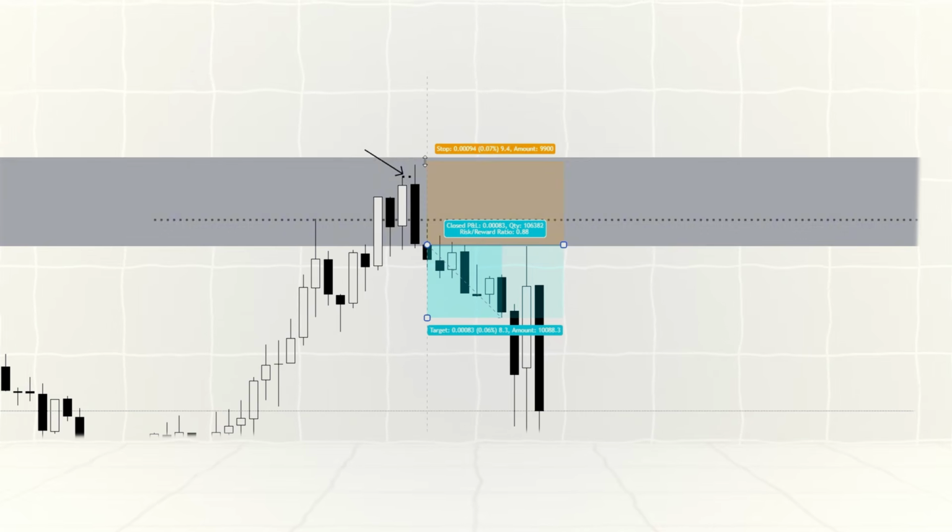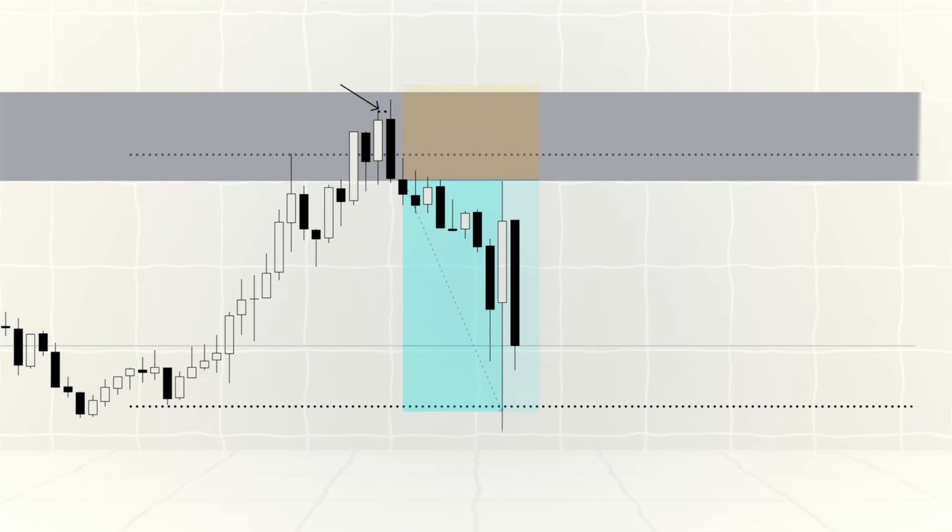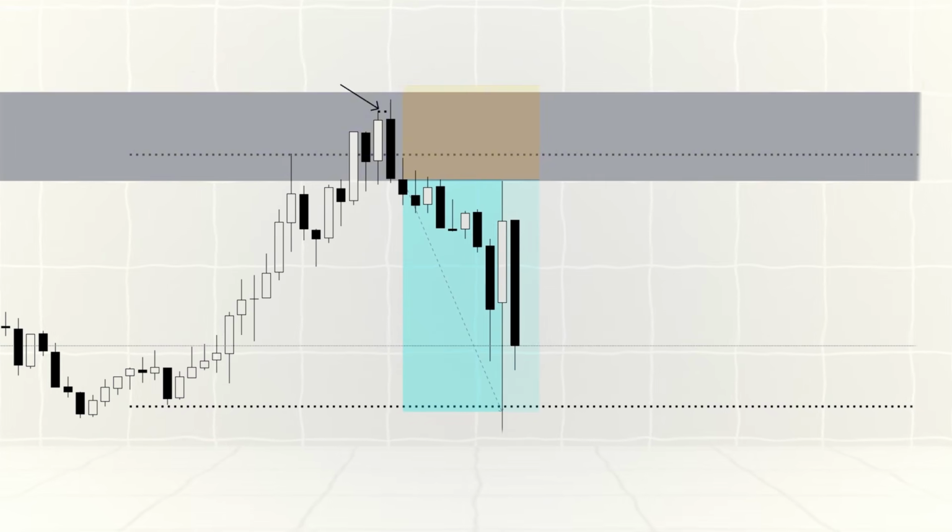The stop loss can be placed above the higher time frame supply zone, while the take profit is set below the candle range low, since price initially manipulated and broke above the candle range high. From there, we simply target the candle range low.